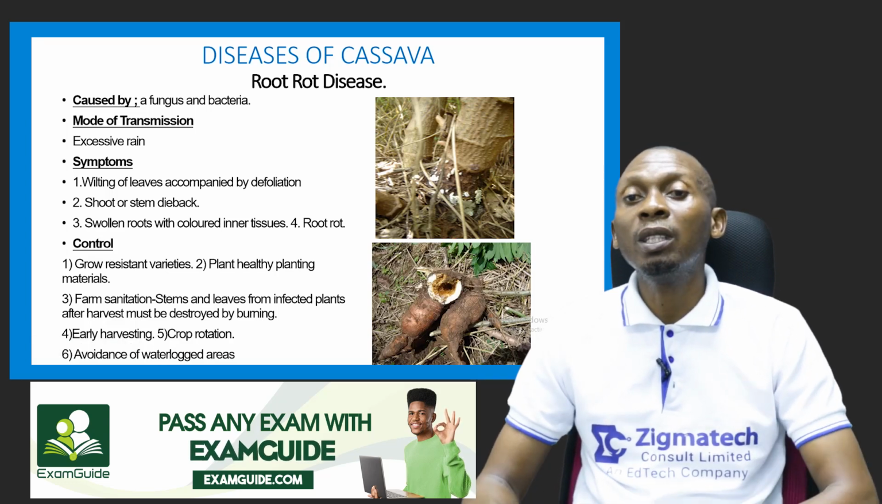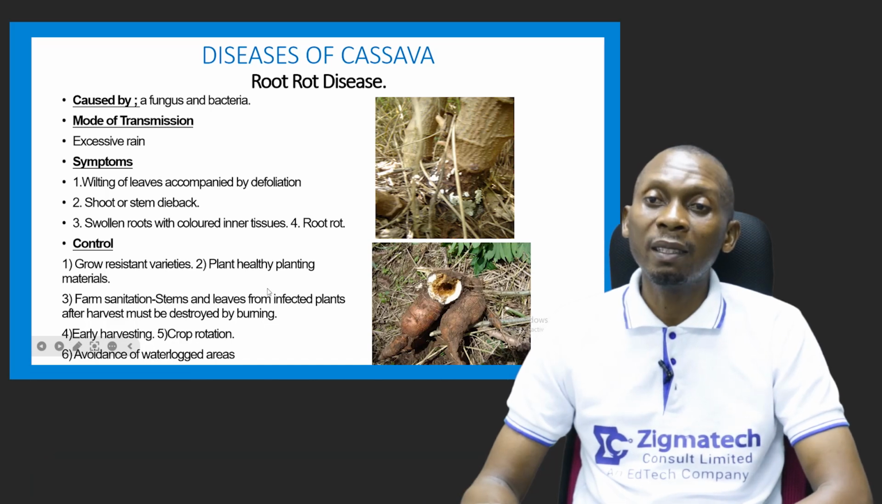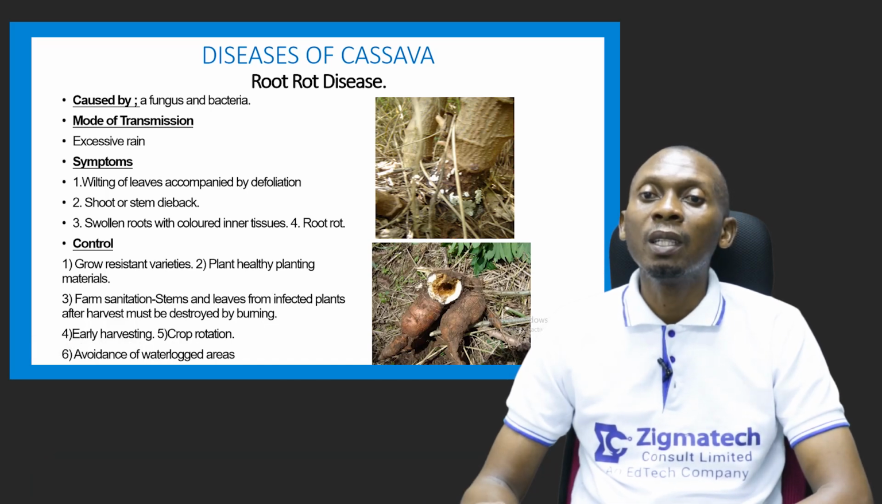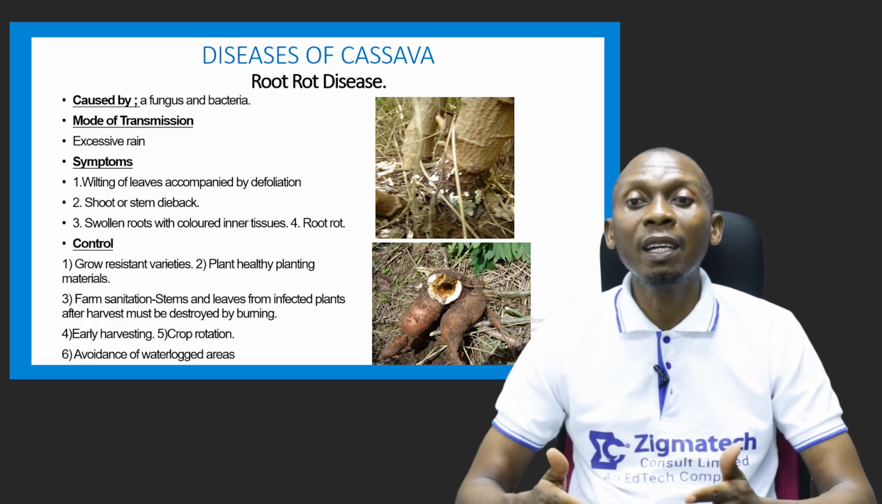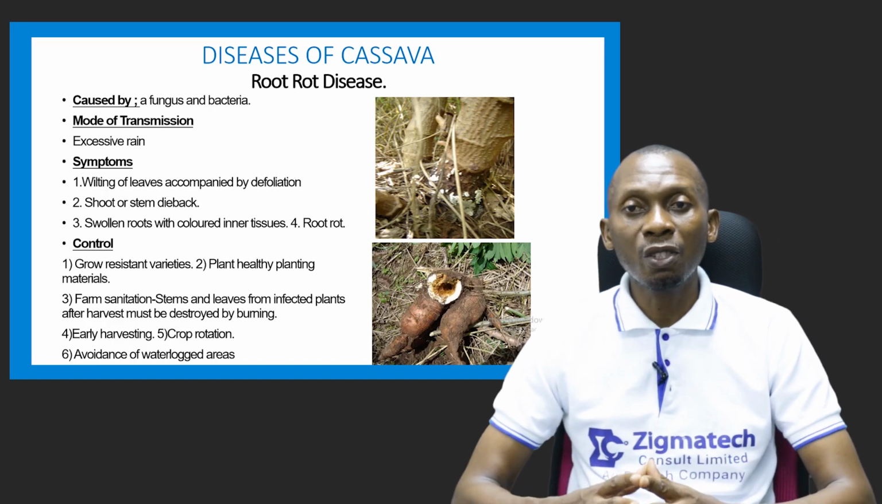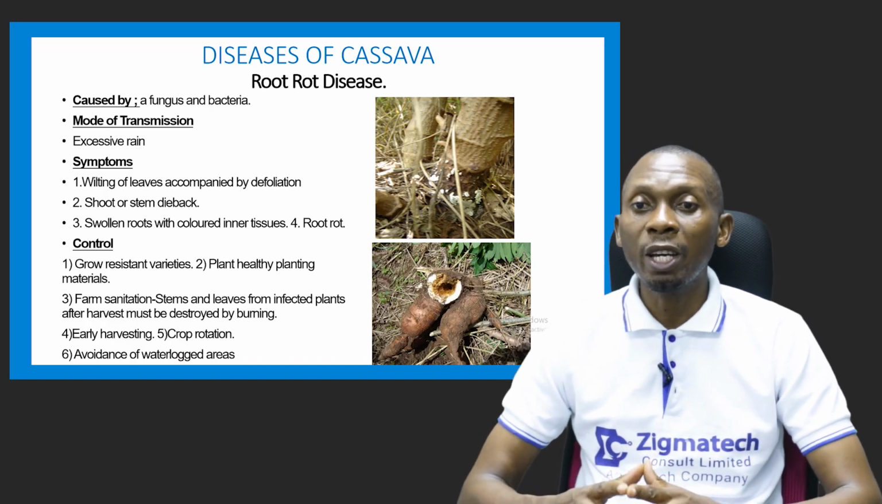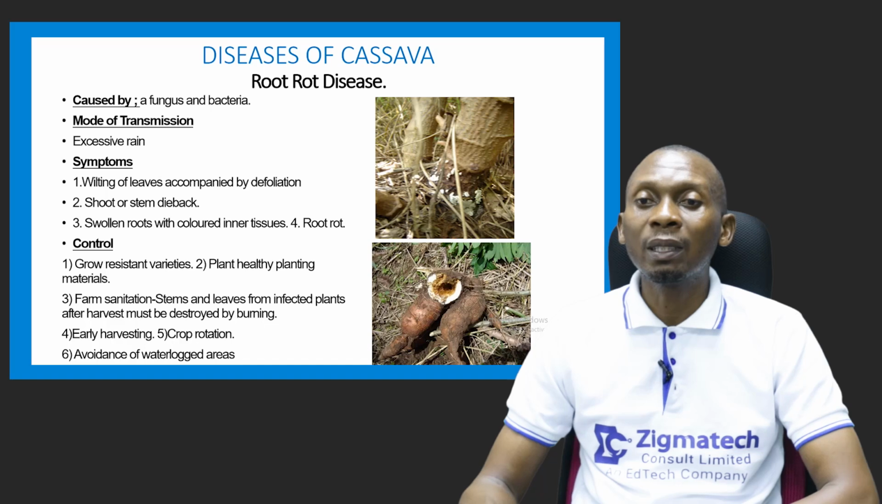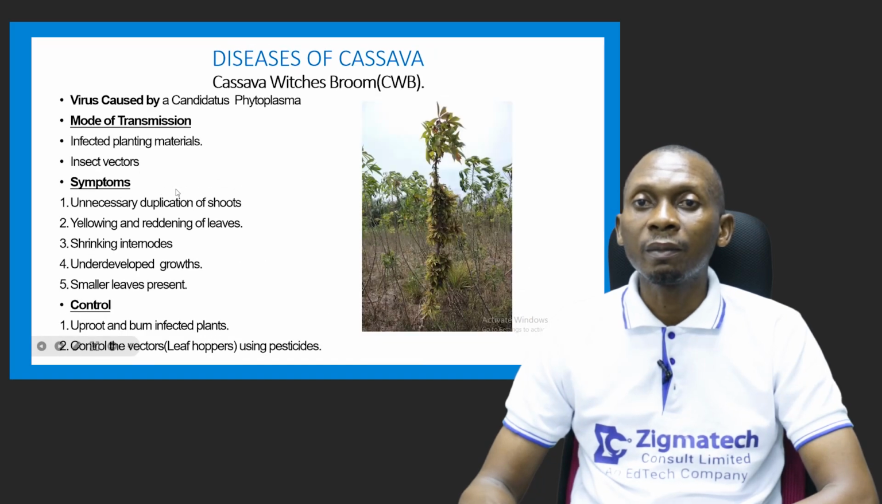And how do you control it? By growing resistant varieties, planting healthy planting materials, and farm sanitation, that's the stem and leaves from infected plants after harvest must be destroyed by burning. Early harvesting is also necessary here. Crop rotation will help, and also avoid waterlogged areas.